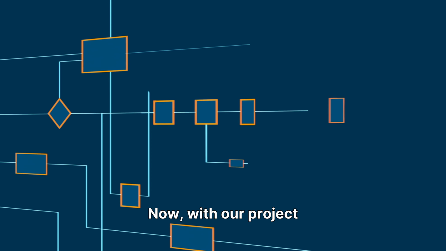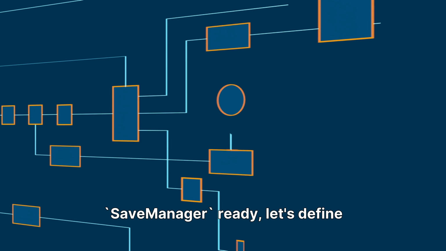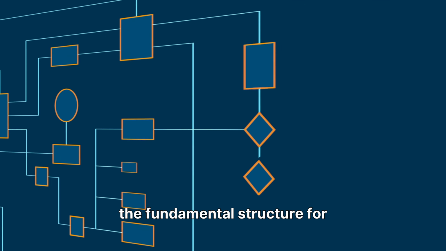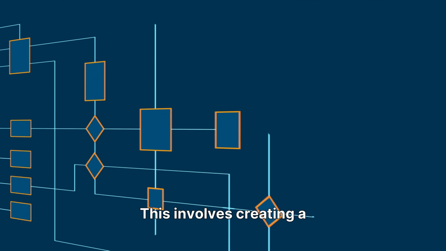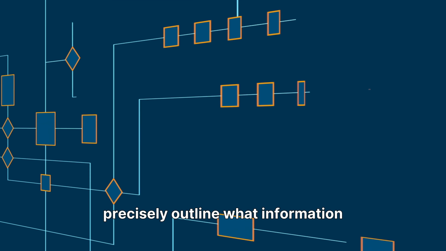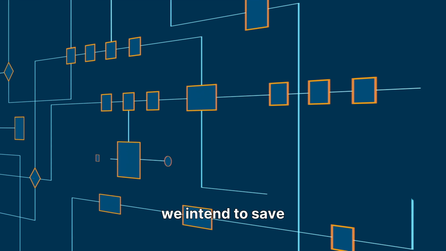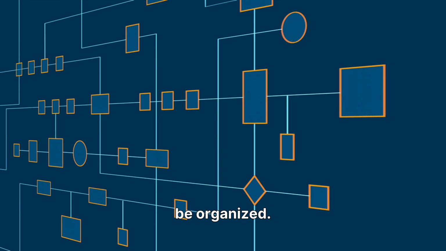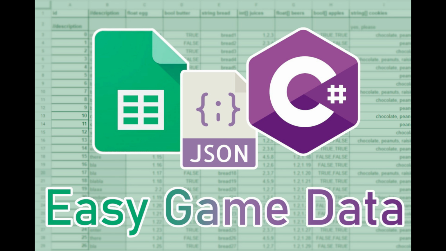Now, with our project set up and our Save Manager ready, let's define the fundamental structure for our game's data. This involves creating a dedicated class that will precisely outline what information we intend to save and how it will be organized. We'll create a C# class, aptly named GameData, to encapsulate all the specific information we want to save. This includes critical player attributes such as their current position in the game world, their health points, their accumulated score, and the contents of their inventory.